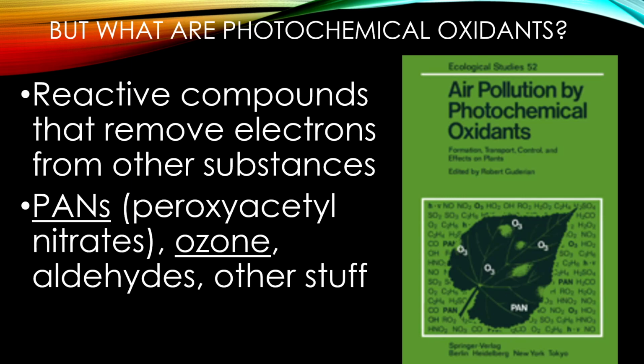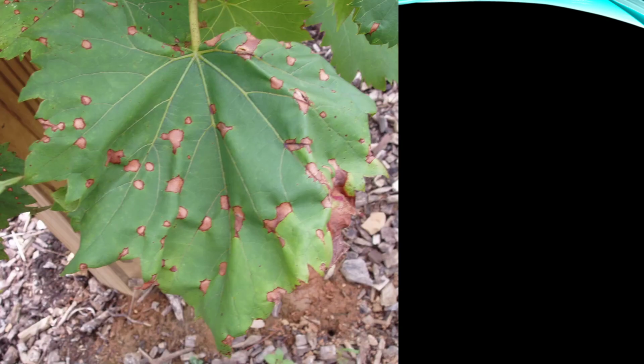So then you ask, what the heck are these photochemical oxidants? These are just compounds that are very reactive, and they can remove electrons from other substances. PANs, which are known as peroxyacetyl nitrates, and ozone, those are the two we've been talking a lot about, but it also could be aldehydes and other stuff. So there's a lot of different photochemical oxidants.